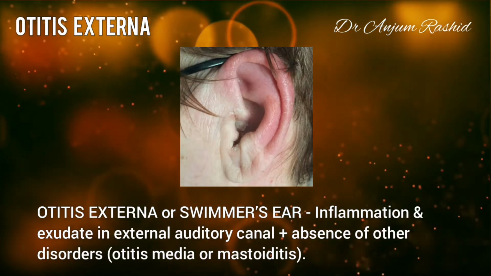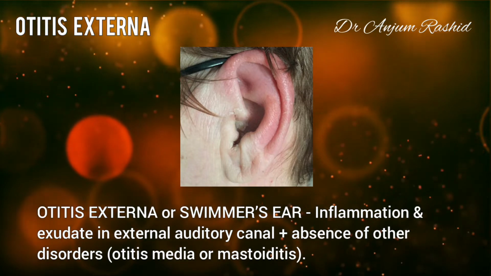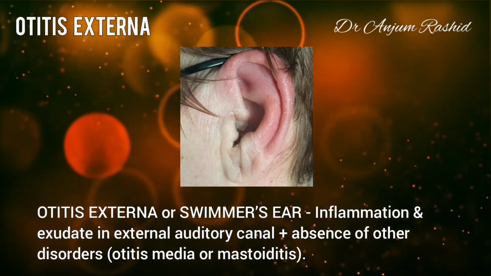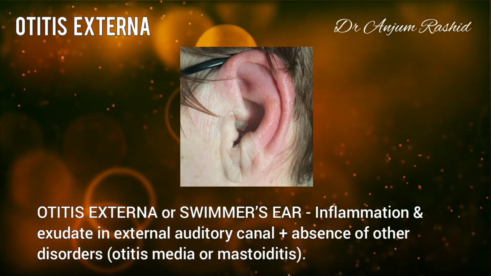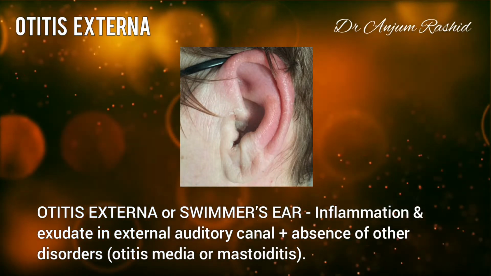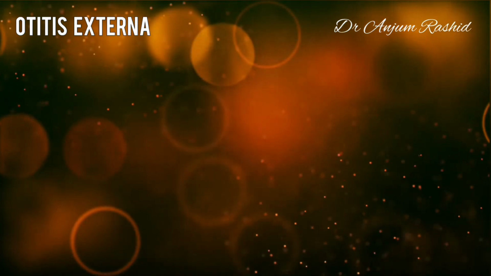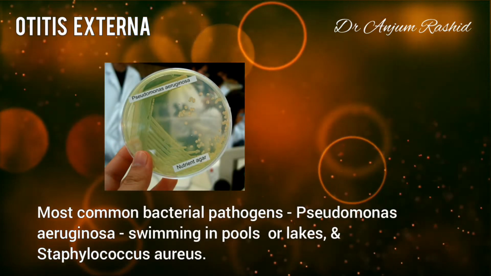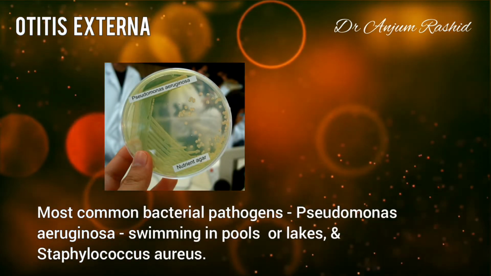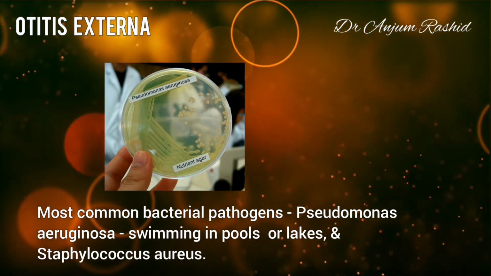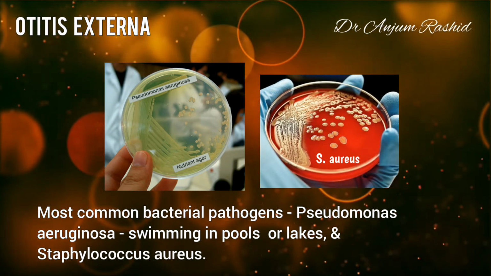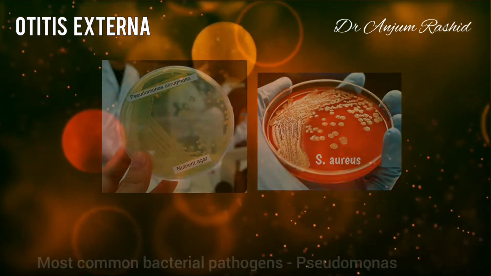Otitis externa is also known as swimmer's ear and it is defined by inflammation and exudate in the external auditory canal in the absence of other disorders such as otitis media or mastoiditis. The most common bacterial pathogens are Pseudomonas aeruginosa, especially in association with swimming in pools or lakes. Another important organism is Staphylococcus aureus.